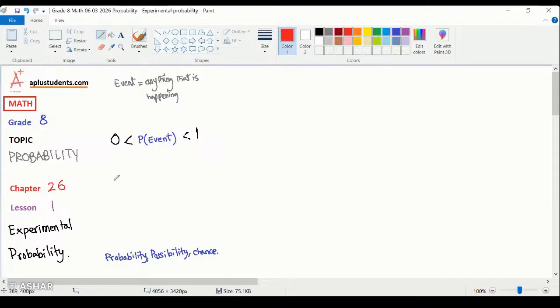If we need to find the probability, the formula to find the probability of any event is favorable outcomes, that means what we need to find, divided by the total number of outcomes or possibilities. Okay, let's look at an example. We start off with the basics.